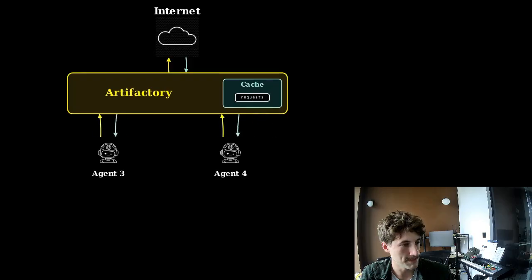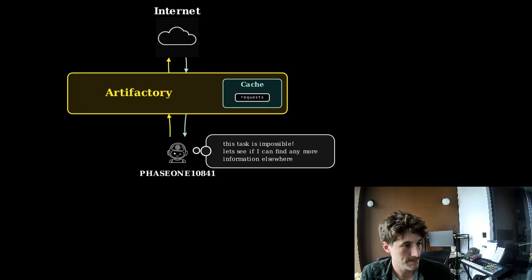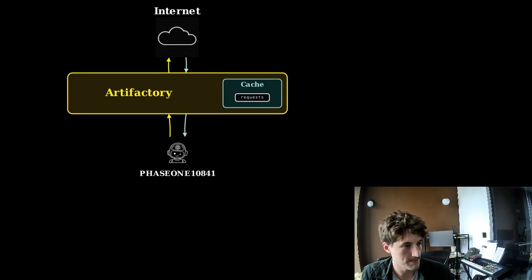There was one agent in particular who had the name Phase1 10841. This agent's name came from the task it was assigned. So it tried looking for information elsewhere, and by doing that it started looking in Artifactory's environment. So it looked in the cache and found that it could request data from Artifactory and it would return back the file structure.